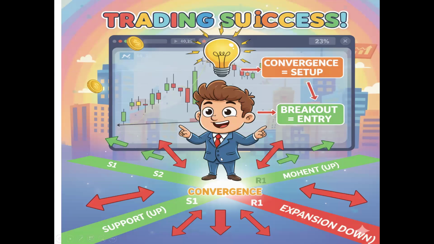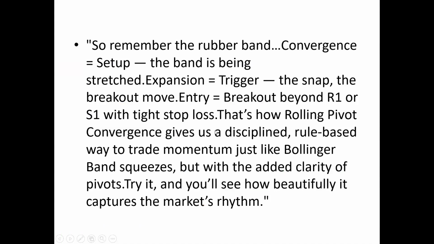So, trading success is the convergence setup, breakout entry, and then you get out of it. This is the concept actually. This is the success. Okay, friends. So remember, the rubber band: convergence is the setup, the band is being stretched. Expansion is the trigger, the snap, the breakout move. Entry is breakout beyond R1 or S1 with a tight stop. That's how rolling pivot convergence gives us a disciplined, rule based way to trade momentum, just like Bollinger Band squeezes, but with added clarity of pivots.